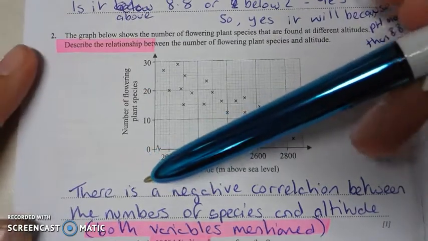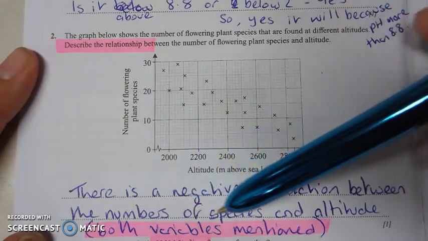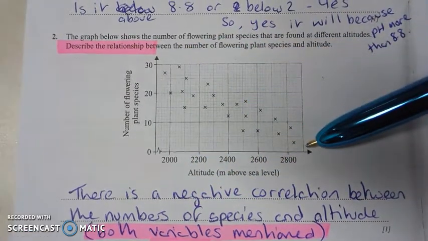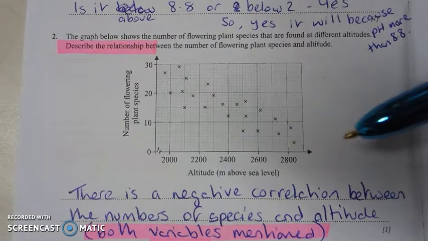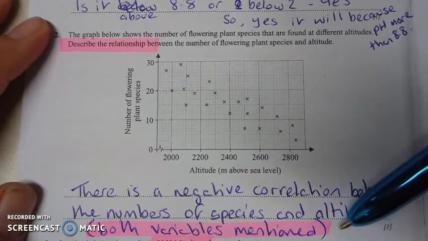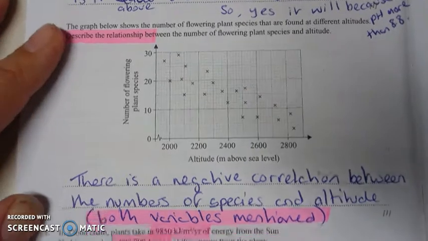So all I've done is said there is a negative correlation between the number of species and altitude, because if you look, the pattern shows that it's working in a negative pattern. So I've mentioned both variables in my answer. I've given a really succinct answer, and I'll get the mark for that.